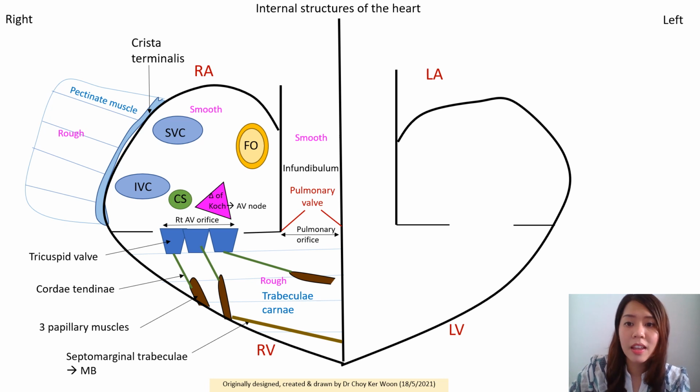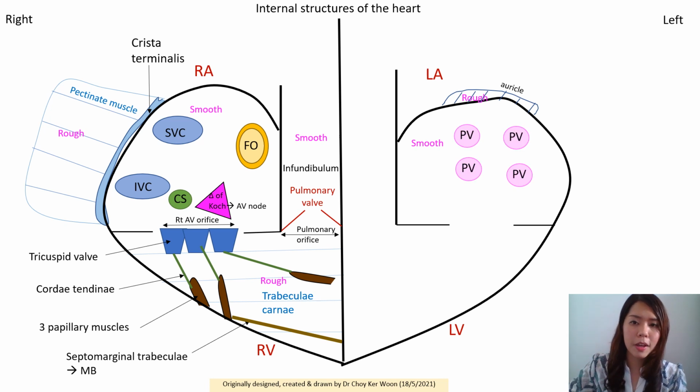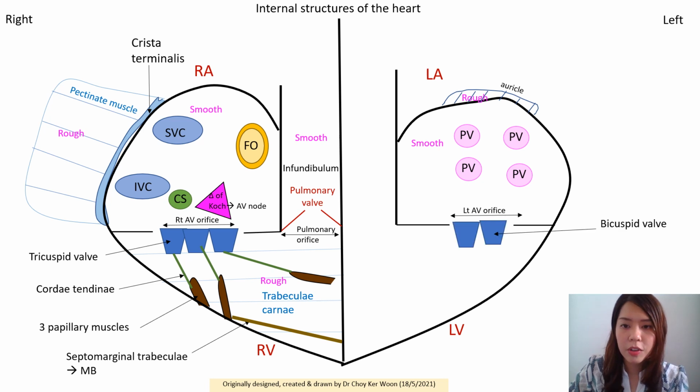Now let us focus on the left atrium. Most of the left atrium is smooth, except for the auricle, which is rough. In the left atrium, we have five openings: four openings for the pulmonary veins, and one more opening, the left atrioventricular orifice. This left atrioventricular orifice is guarded by the bicuspid valve, because it's on the left side. So this is the bicuspid valve.